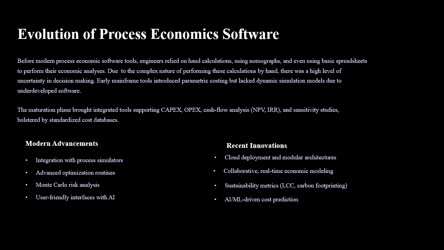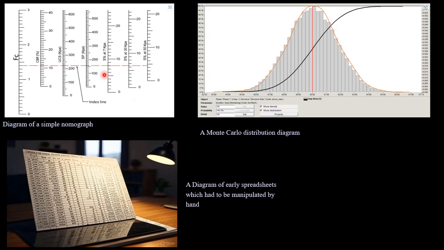This slide displays images of a simple nomograph. So to the top left is a diagram of a simple nomograph. Below that is a diagram of an early spreadsheet, which had to be manipulated by hand. And to the top right of both of them is a Monte Carlo distribution diagram, which is used to perform sensitivity and risk analysis.